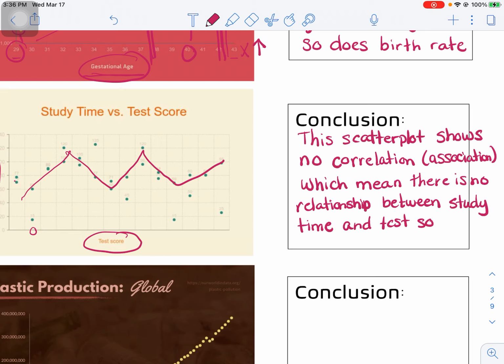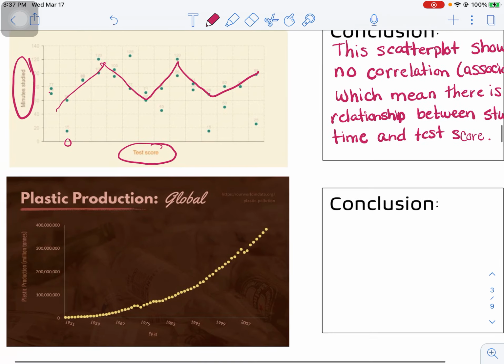Now that's usually not the case, because when we study for a test and we know what's going to be on the test, we will do better the more we study. However, this could have been just some random data from different classes and they picked up, so we don't really know where they're getting the data from. But in this situation, regardless, in this data collection, there was no relationship. All right, let's look at the next one.